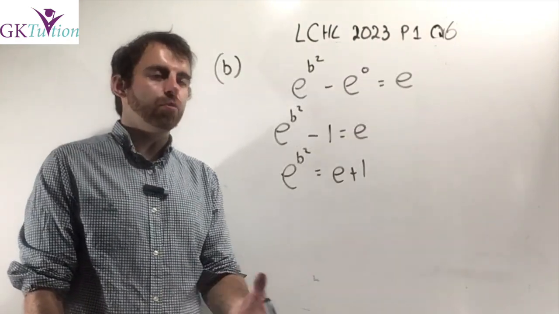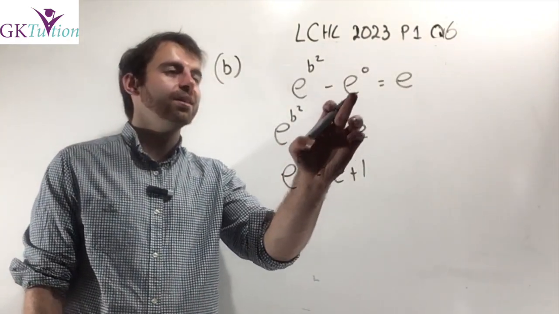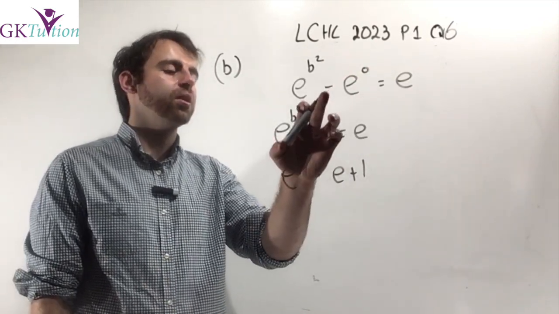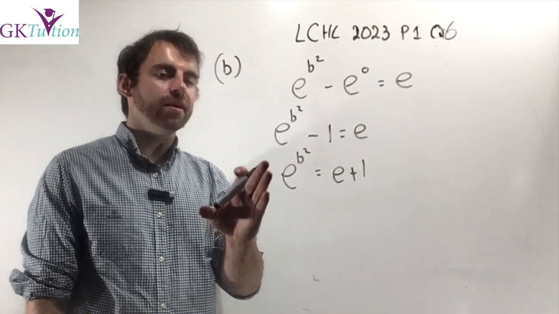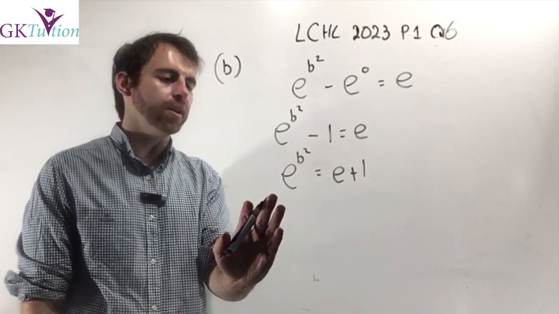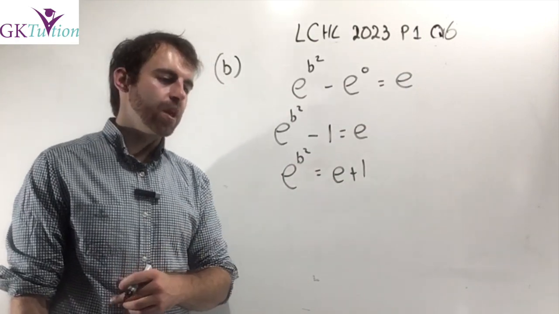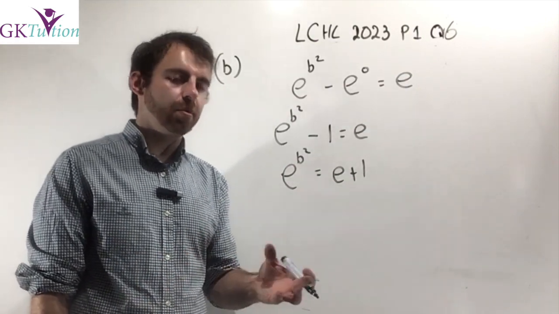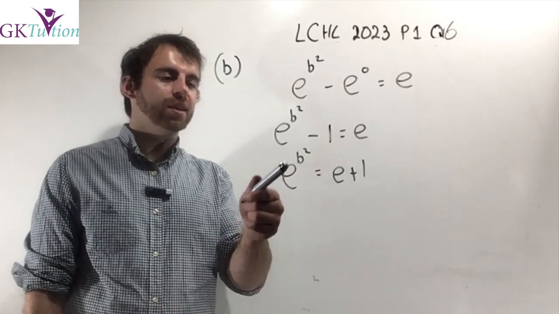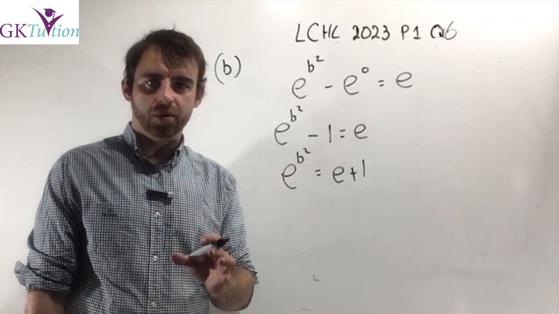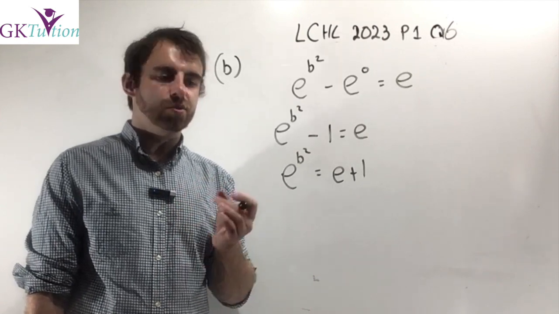Okay, so I've taken it from where we left off, and remember that e to the power of 0 is simply 1. Anything to the power of 0 is 1, so this becomes minus 1. And then I decided to isolate the term with the b squared in it, so I now have e to the power of b squared equals e plus 1. You kind of hit a dead end now and you might not be sure what to do. But notice that the unknown is in the power. And the thing that we always do when the unknown is in the power is we introduce logs.